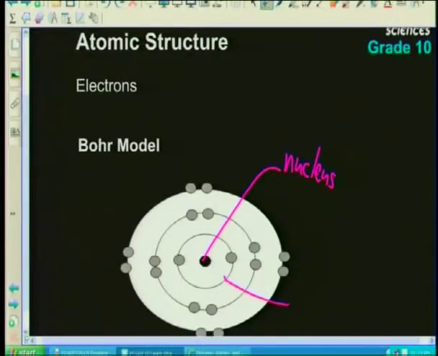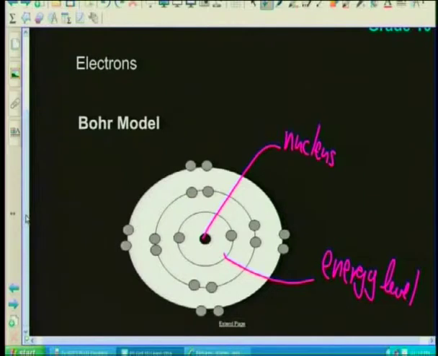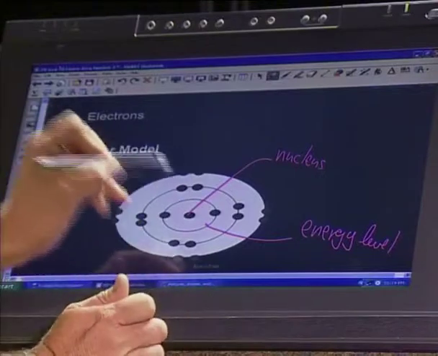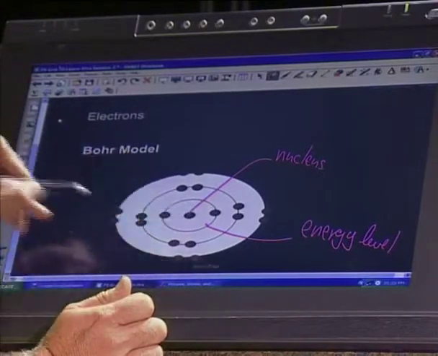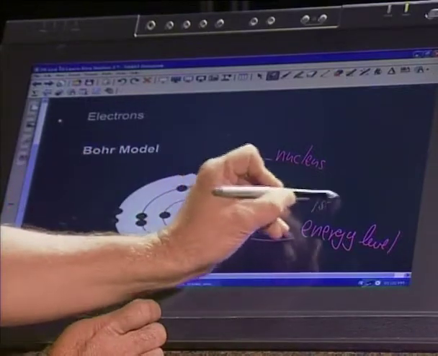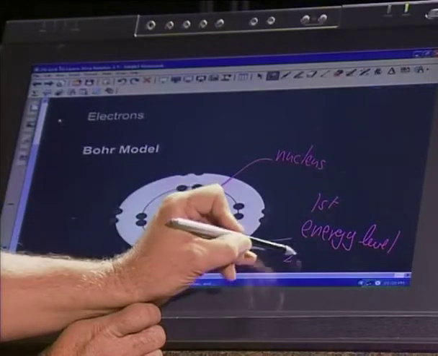What Bohr said is, like at a soccer match, not everyone sits the same distance away from the center, but some sit closer, some sit further, and some sit further still. He called these layers energy levels. And he did some calculations, all based on a mathematical principle or a model, where he said, look, this energy level is of such a nature that it can only contain 2 electrons. So in the first energy level, we can only have 2 electrons.